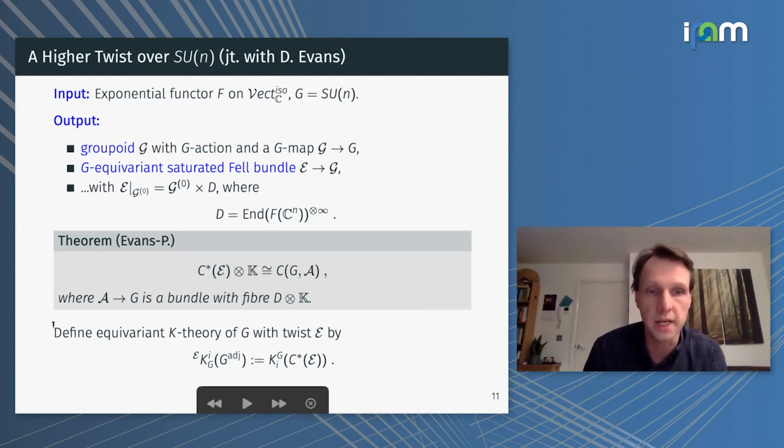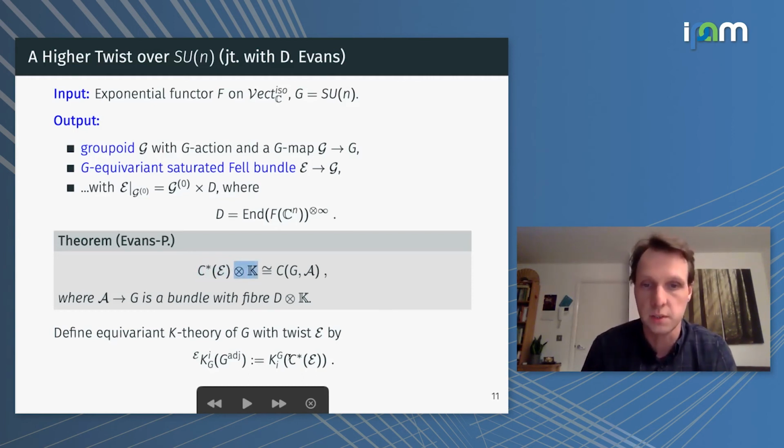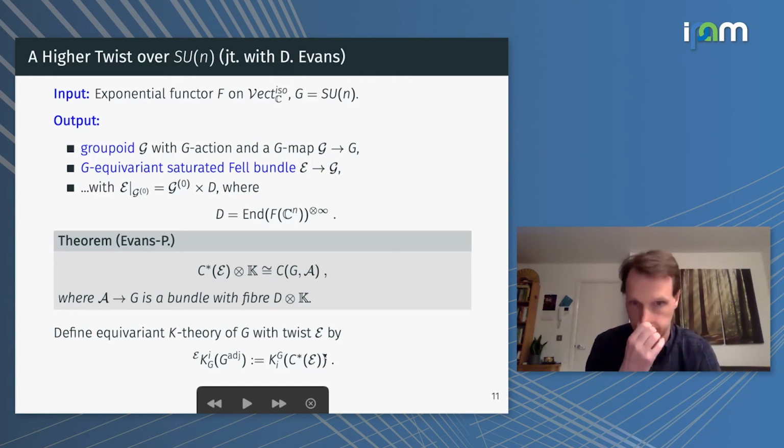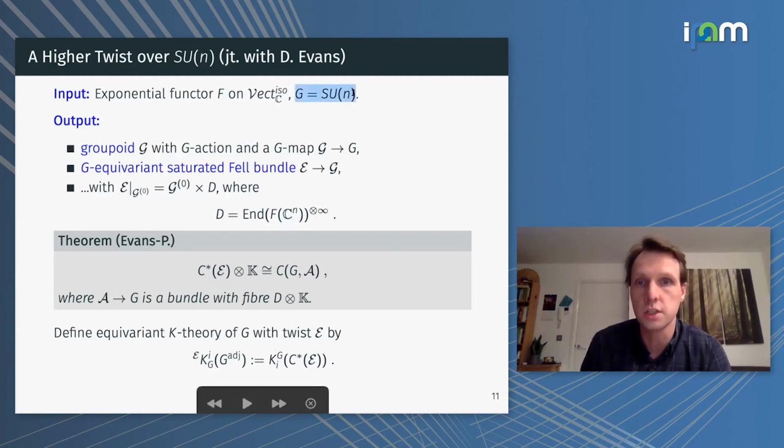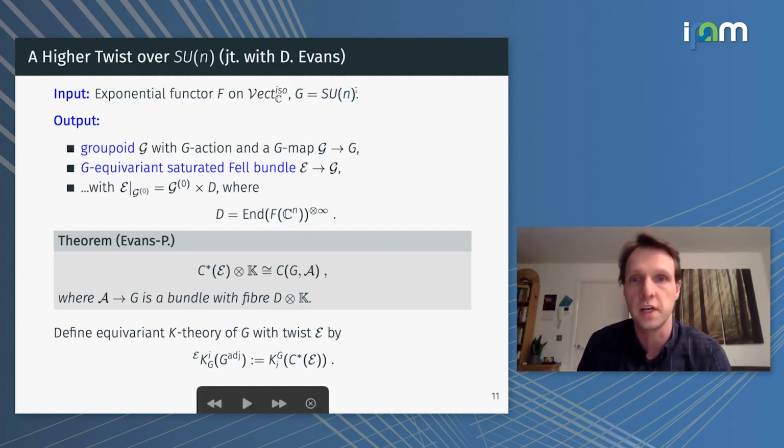And then I can define equivariant K theory of G with twist given by this Fell bundle, just to be the operator algebraic K theory of this C-star algebra that we have here, right? So tensoring with the compacts is not seen by K theory, so I can forget about that here. And so far, our construction only works over SU(N), but I'm pretty confident that there are generalizations of this to other Lie groups as well, I should say that. Okay.